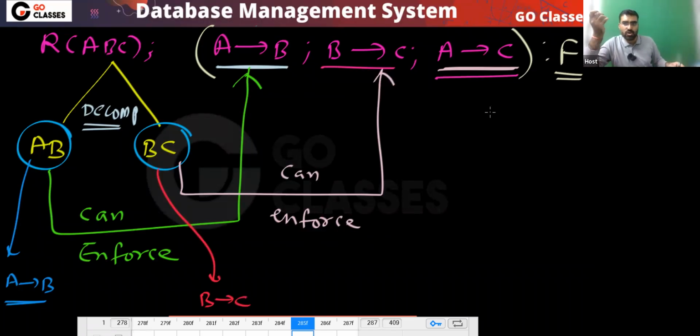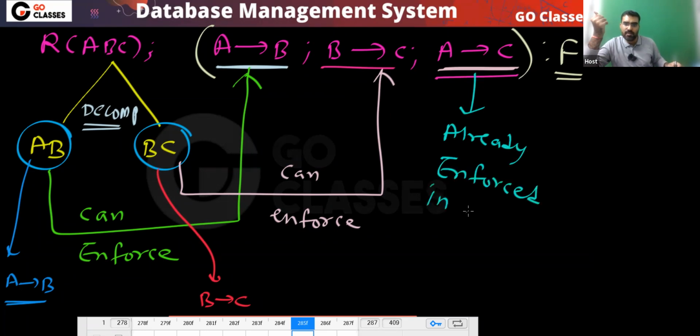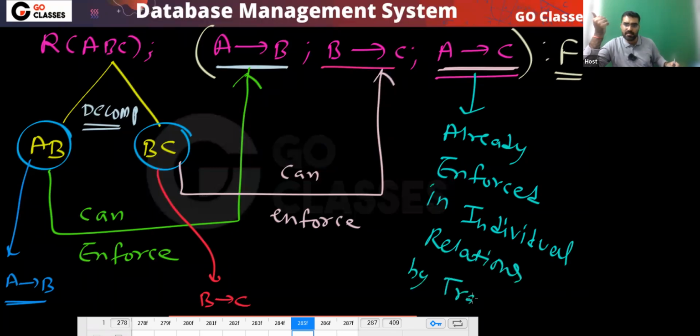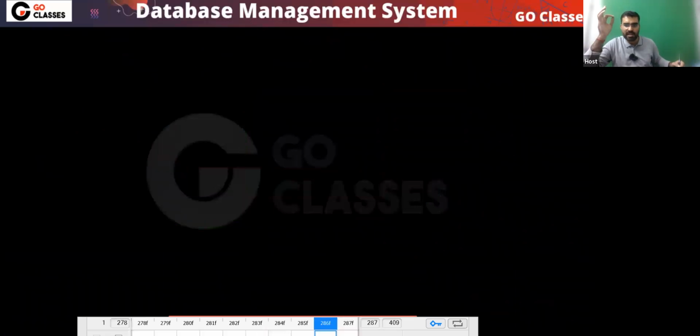Transitively, it is already enforced. Remember, this is already enforced in individual relations, by transitivity. There is no need to join. To enforce this, there is no need to join. See what I'm saying. Please understand what I'm saying.